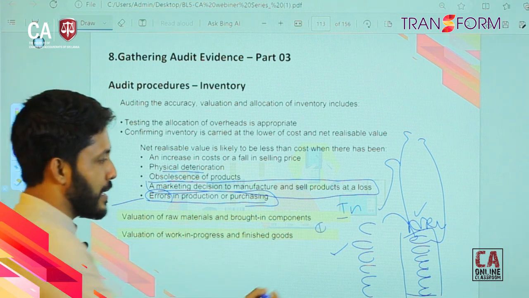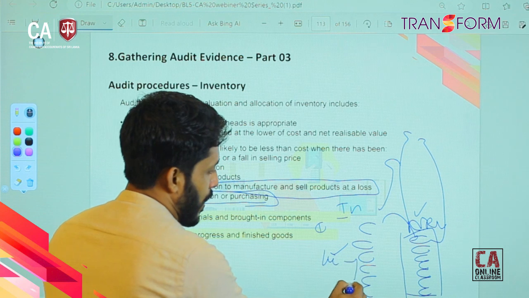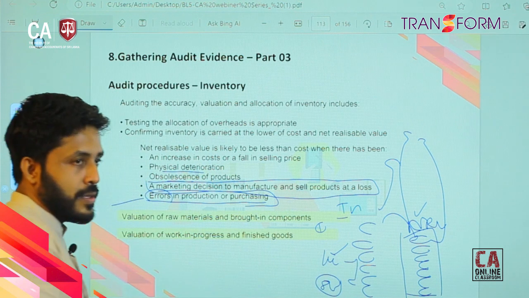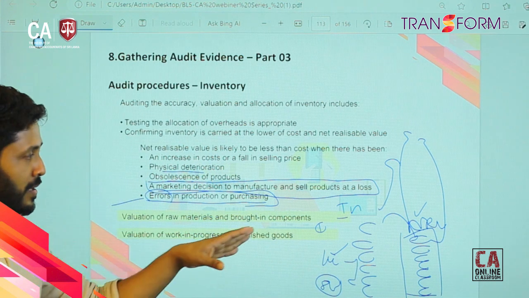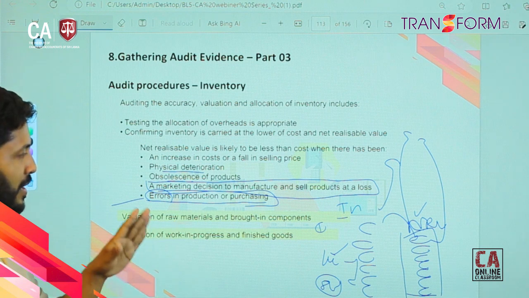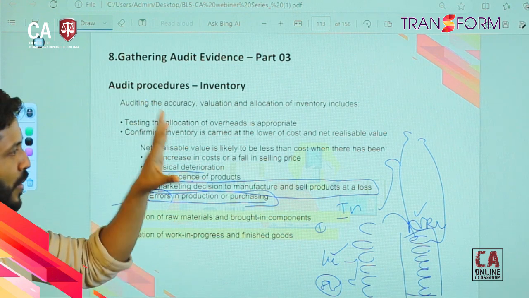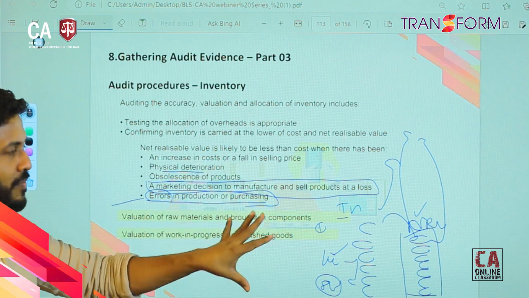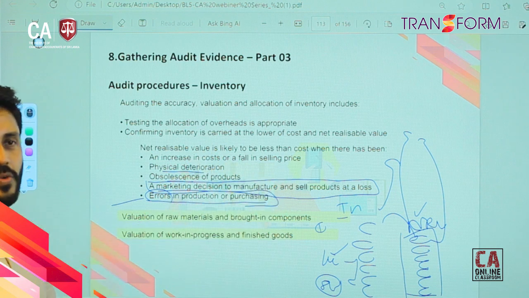cost එක අපිට 100ක් ගිහින් තියෙනවා. marketing department එක විකුණන්න හදනවා 80ට. So then you have to adjust that to the inventory balance. So likewise you have to do independent verification for NRV calculation.